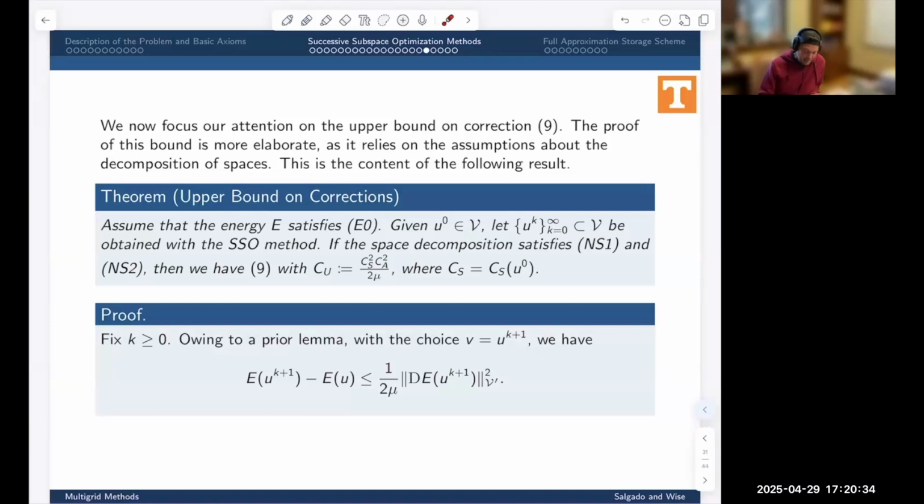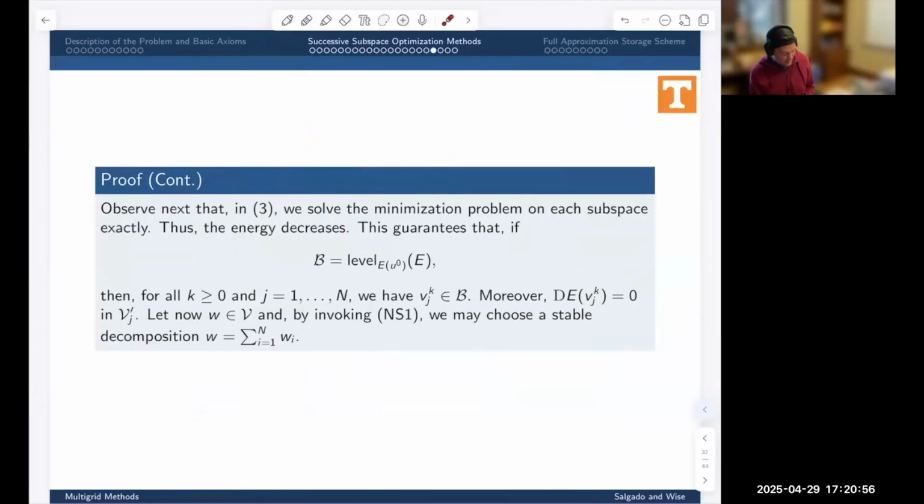Okay. Now, from the previous chapter, we had this result. So this is where we're going to start. Start with that result: E(u_{k+1}) minus E(u) is less than 1 over 2 mu times the operator norm of the derivative squared, evaluated at u_{k+1}. So that's the place where we're going to start.